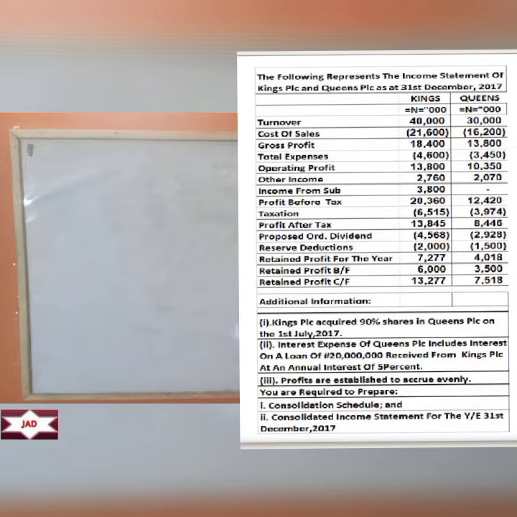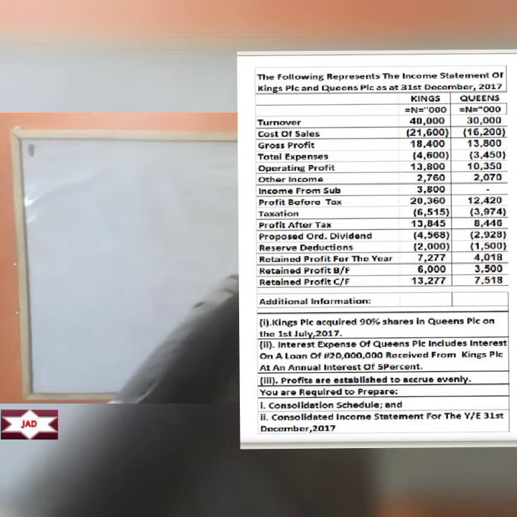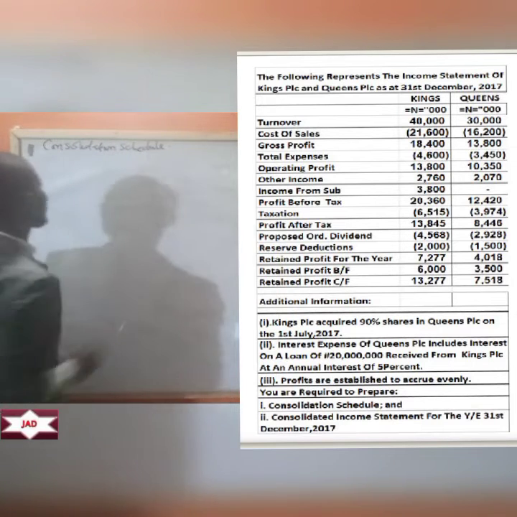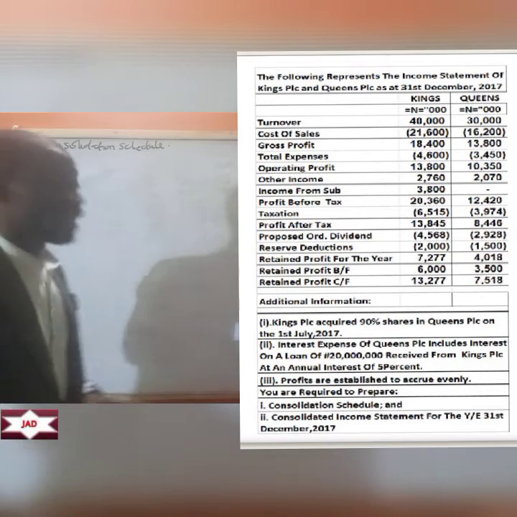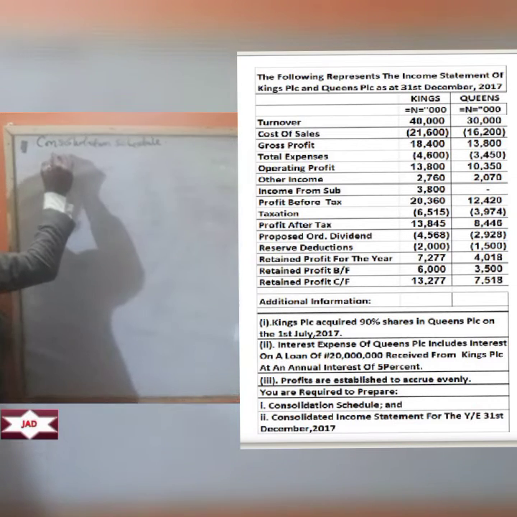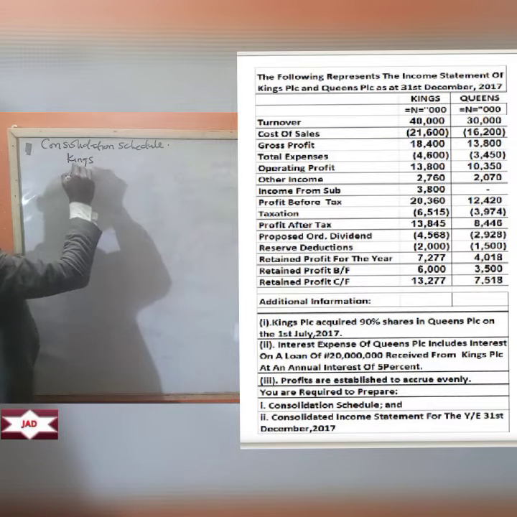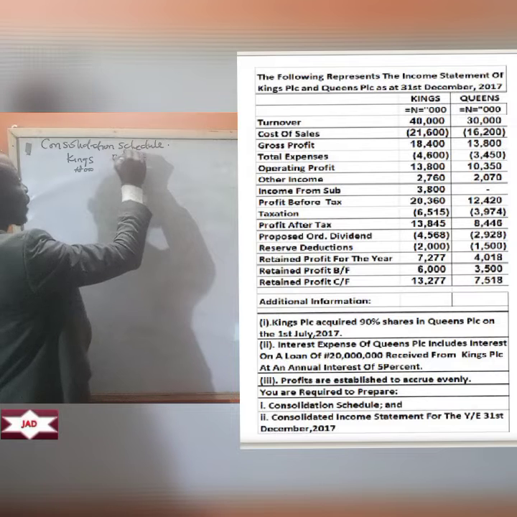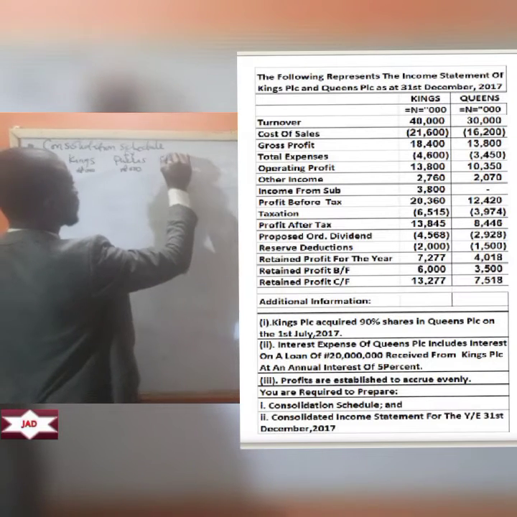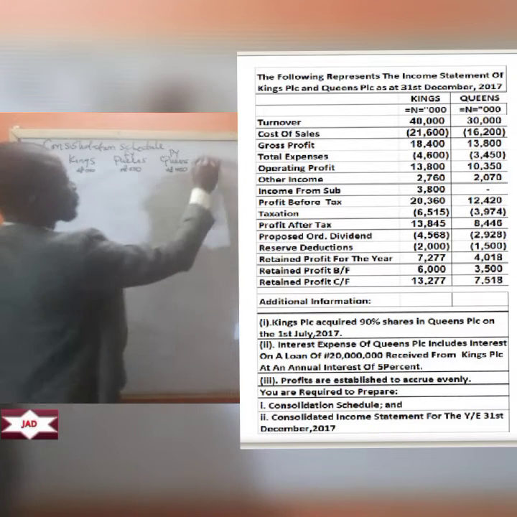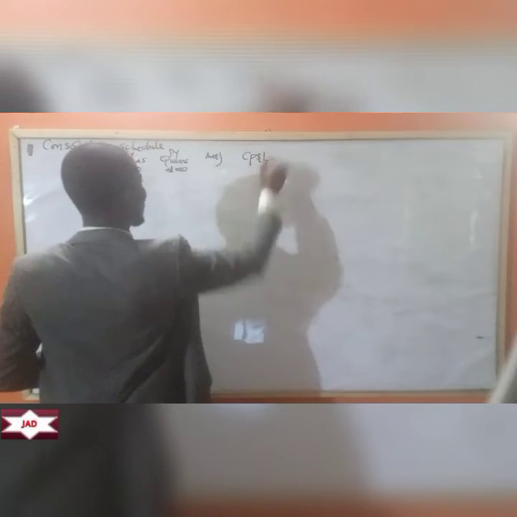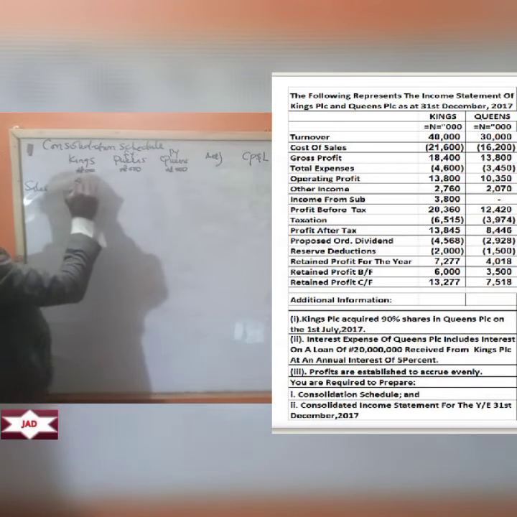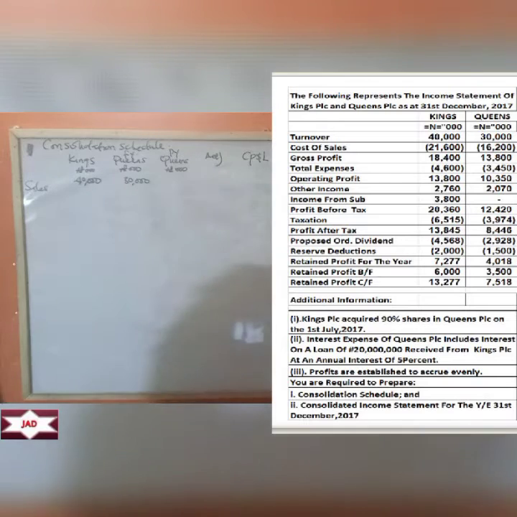So what do we have here? We have the consolidation schedule. In order to make it understandable, I'm going to have the full year and the part year. So we have Kings, then Queens, let's call this the full year, and we have Queens again, let's call it the part year. Then we have adjustment, then we have CP and L. So what was the sales value there? 40,030. So we have 40,030, then cost of sales.